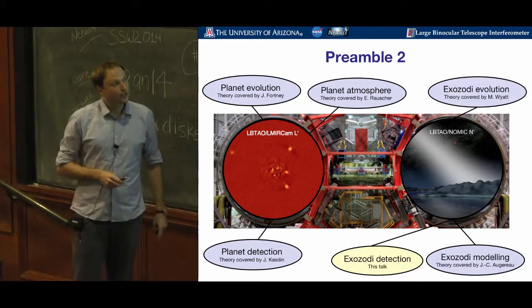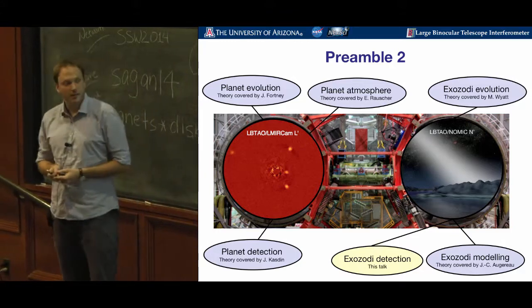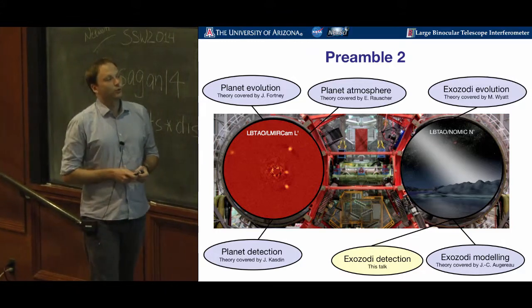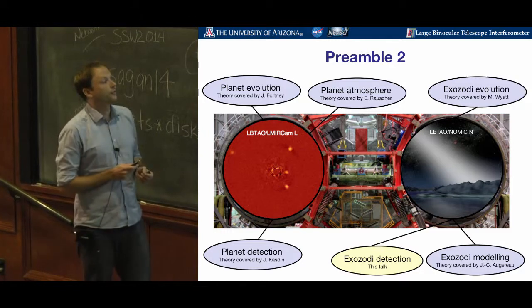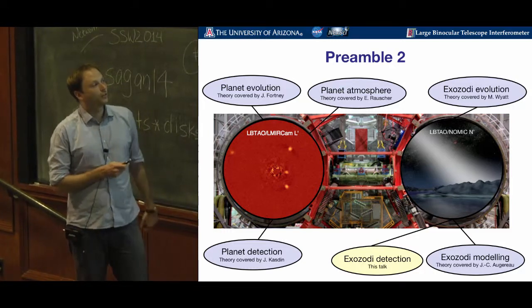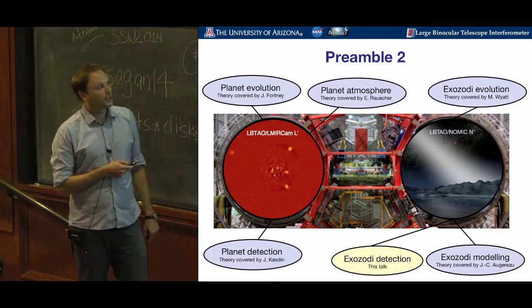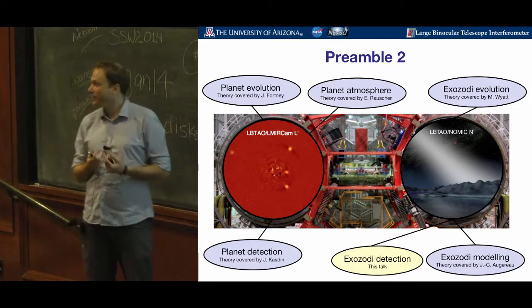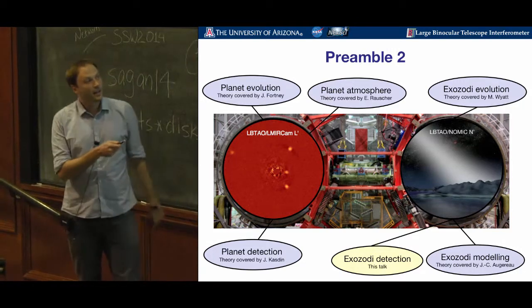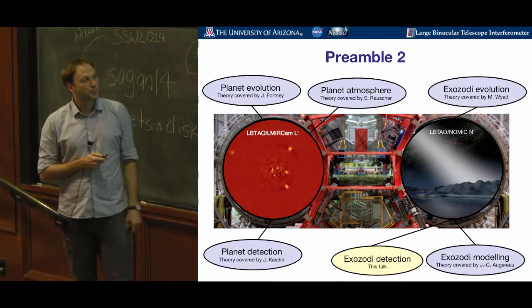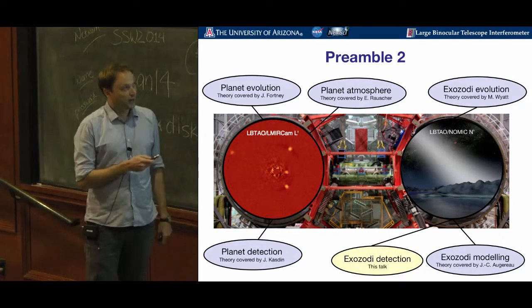For the science, the LBTI covers a wide range of science topics, but we have mainly two surveys. The first big survey that we are doing right now is a planet survey. It's called LEACH. It's using an L-band camera in the LBTI, and there is an exozody survey. So I won't talk about the planet survey in this talk.